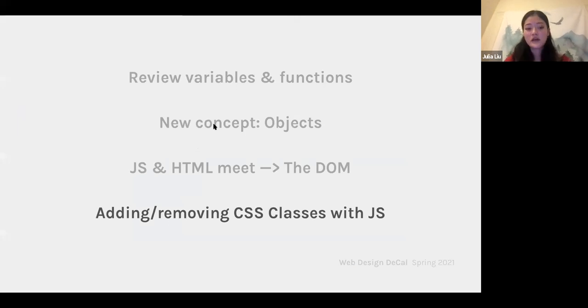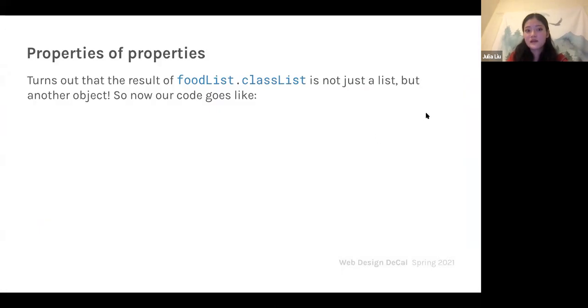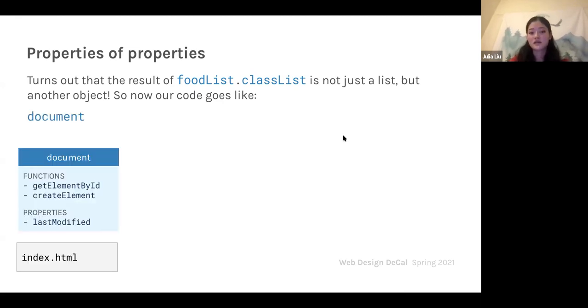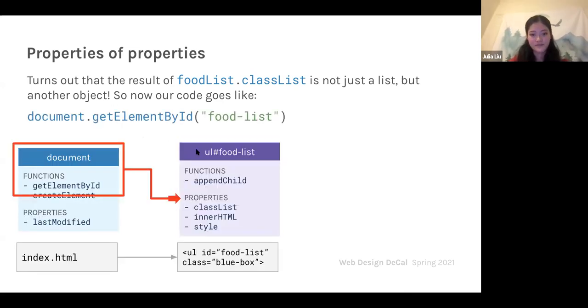Yeah, so lastly, we'll cover how to add and remove CSS classes with JavaScript. So in JavaScript, we have objects and those objects have properties, but those properties can also have properties within them. So it turns out that the result of foodlist.classlist is not just a list, but also another object. So now our code kind of looks like this.